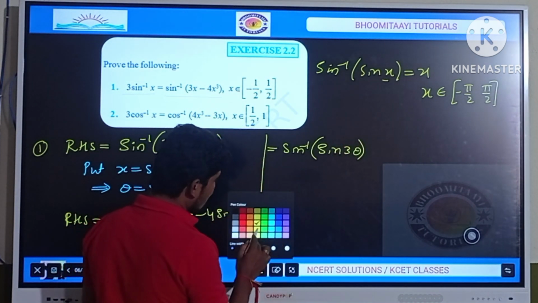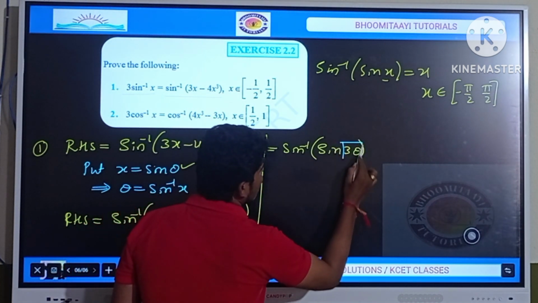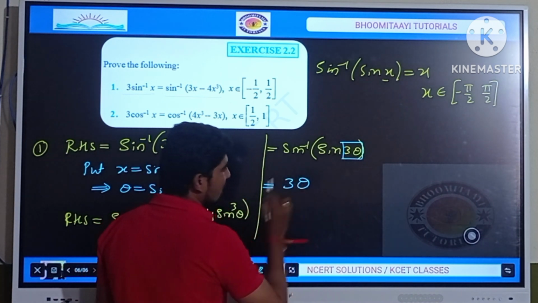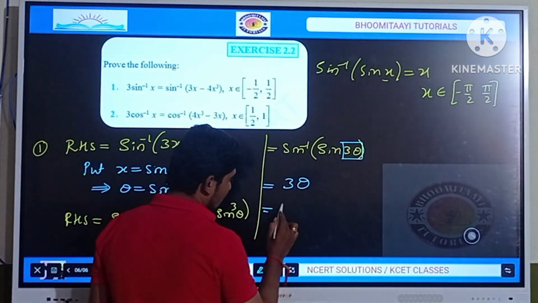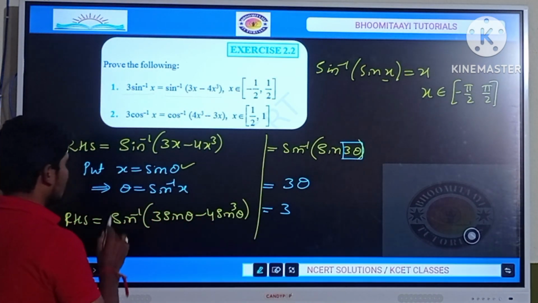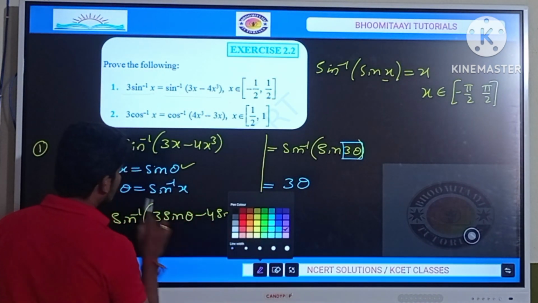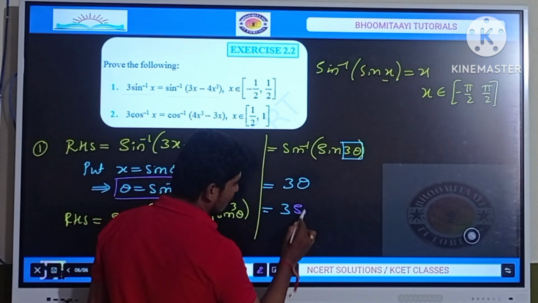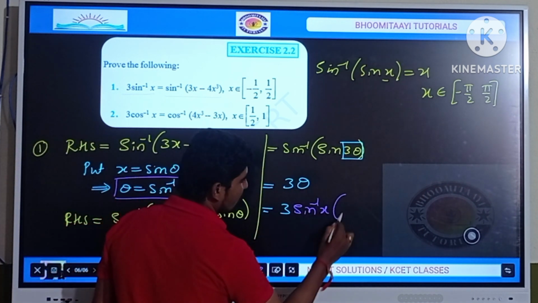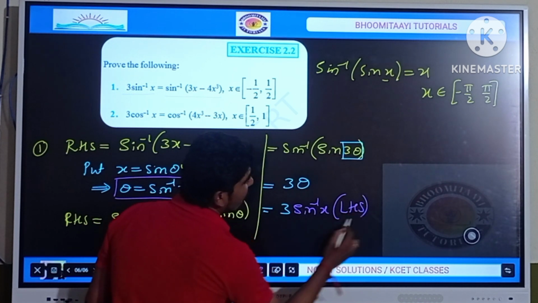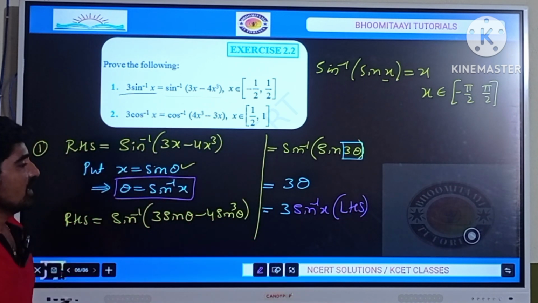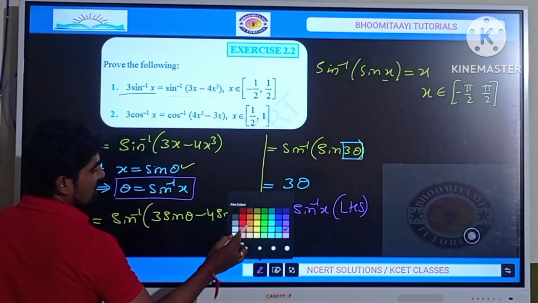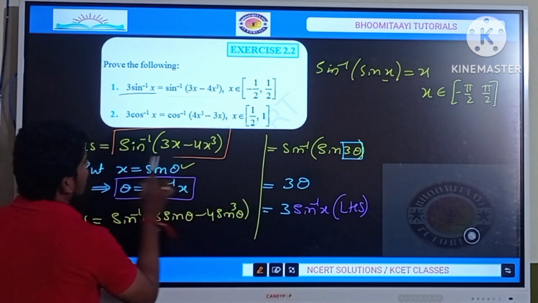Here, what is x? x is 3 theta. Therefore, sin inverse of sin 3 theta is equal to 3 theta. And by the substitution, we know that theta is equal to sin inverse x. Therefore, this is equal to 3 into sin inverse x, which is the LHS of the given inverse trigonometric function. And hence we prove that 3 sin inverse x is equal to sin inverse of 3x minus 4x cube.